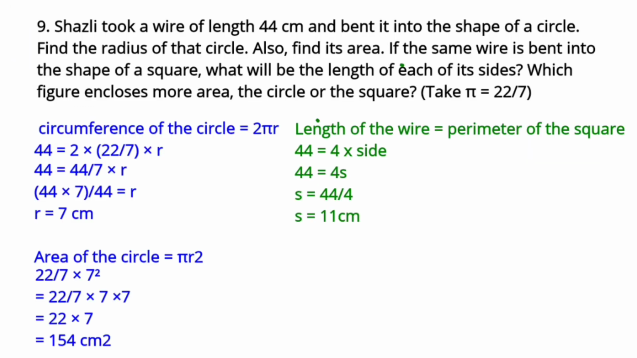Now I have written length of wire is equal to perimeter of a square. In the next step I have written the formula. What is the formula of the perimeter of a square? 4 into side. Now in the next step this 4 is in multiplication, so it will go in division.